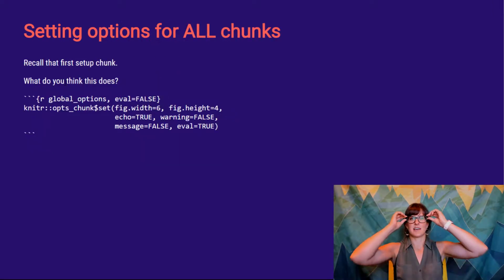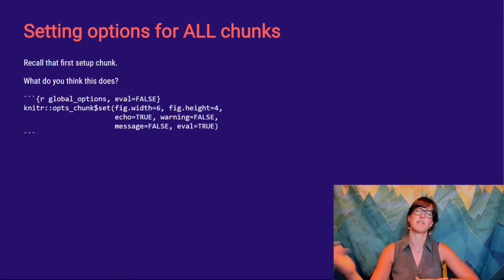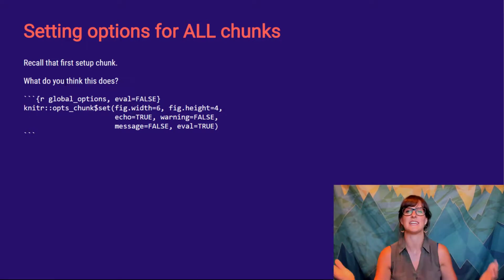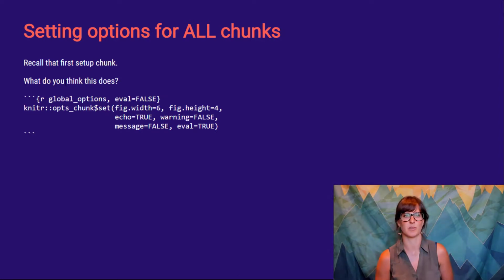And so you might ask yourself, well, what if I want every single chunk to be able to show the error? Or what if I want to turn off echo so that I don't see any of my source code for all of my chunks? So this goes back to that setup chunk, that weird looking one. Here's an example of it. I've given it the label global options.